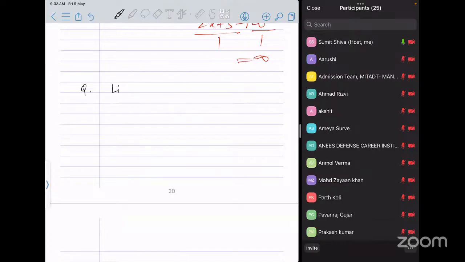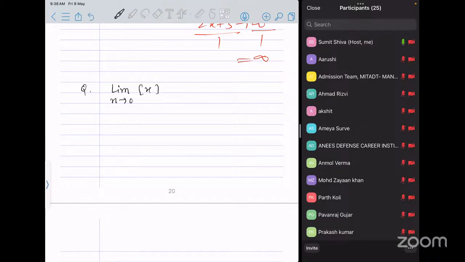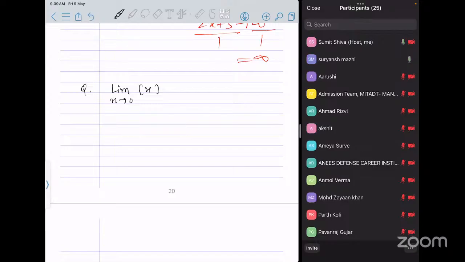Okay, tell me what will be the limit as x tends to 0 of the greatest integer x. X. Limit as x tends to 0, greatest integer x. X, how? Standard result.